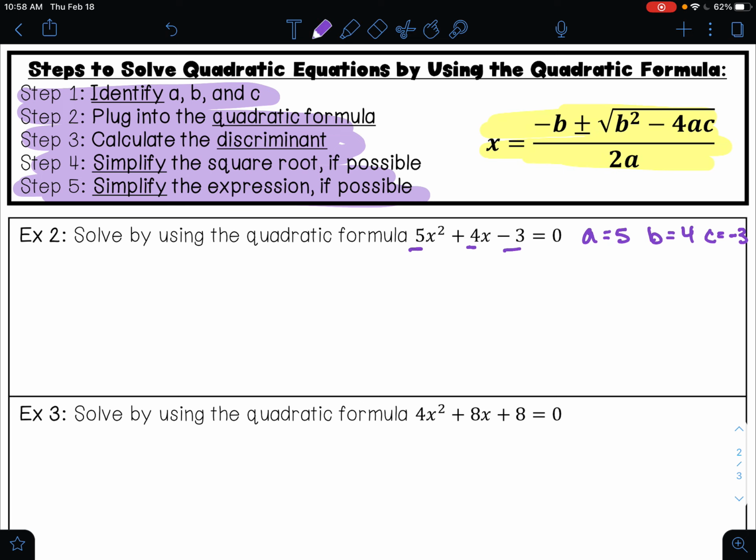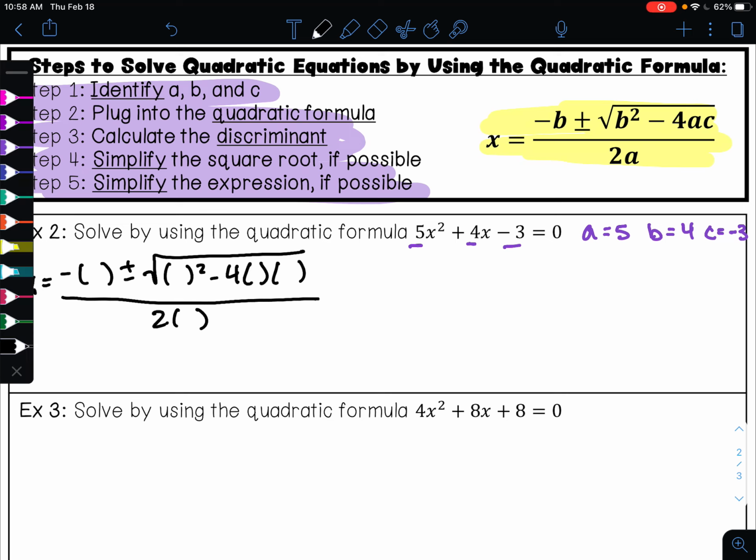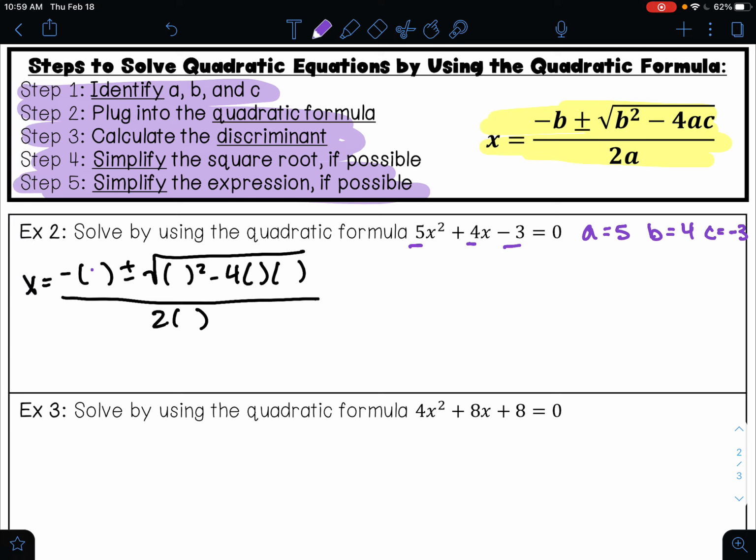So now I am going to plug into the quadratic formula. So I'm going to have x equals. And I'm just going to go ahead and put my parentheses in there for myself. If you would rather plug in the numbers without doing this, you 100% can. So I'm going to have negative b plus or minus the square root of b squared minus 4 times a times c all over 2 times a. So that's step 2.